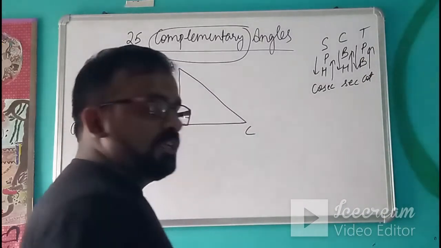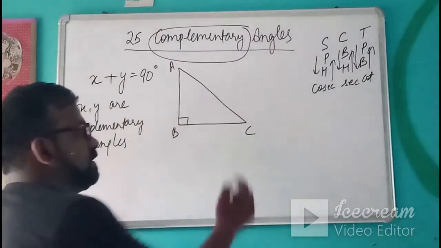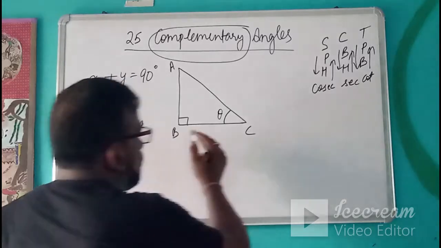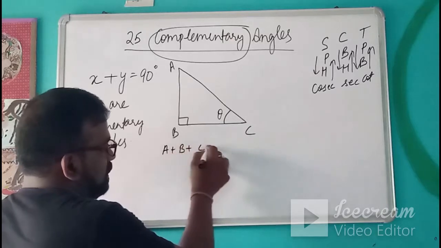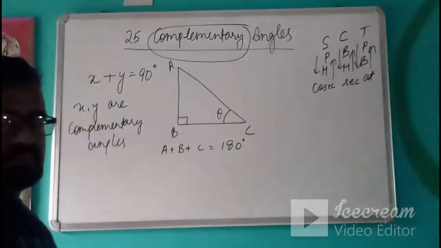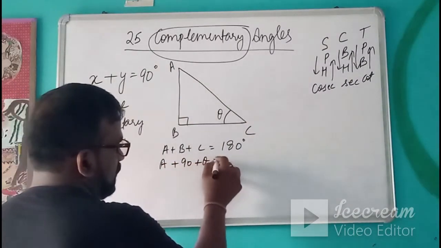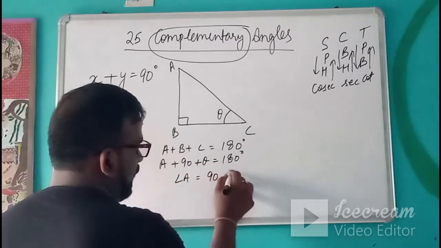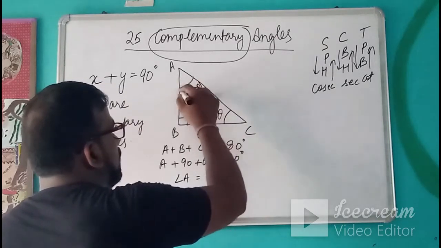Now suppose ABC is a right angle triangle and we have to derive the relations. Let this angle be theta. Now I will calculate the value of angle A. We know A plus B plus C is equal to 180 degrees, by the angle sum property. Let's see what A is. 90 plus theta plus A is equal to 180 degrees. So when you solve, you will get angle A is equal to 90 minus theta. That means this is your angle A.